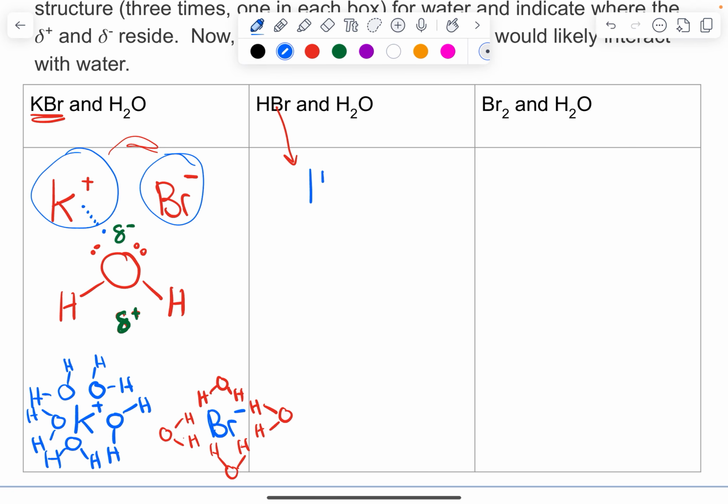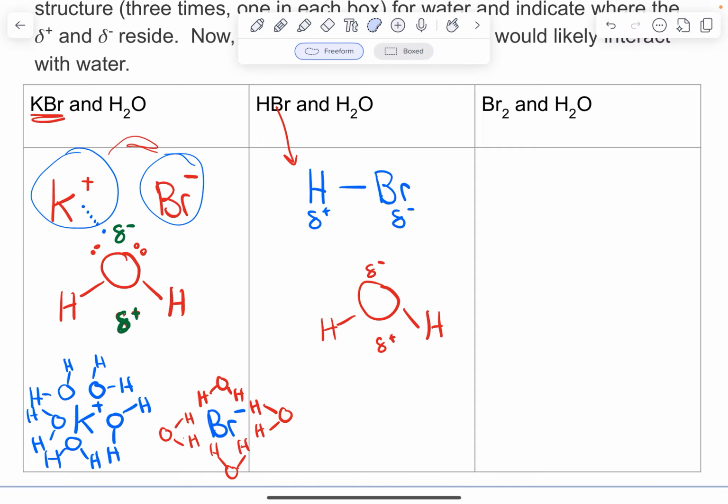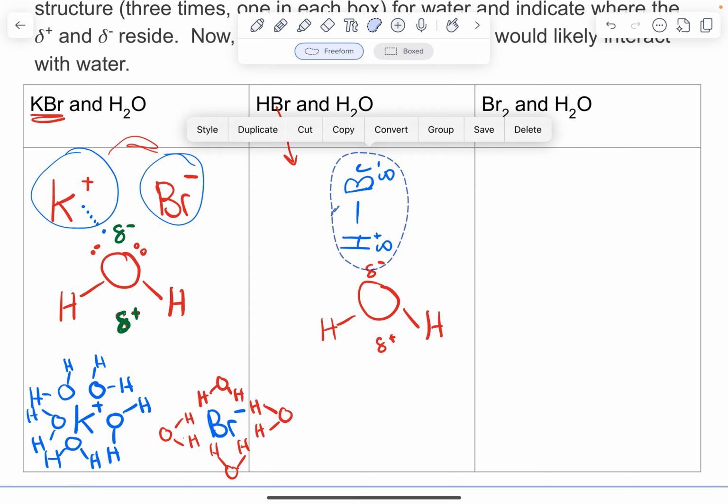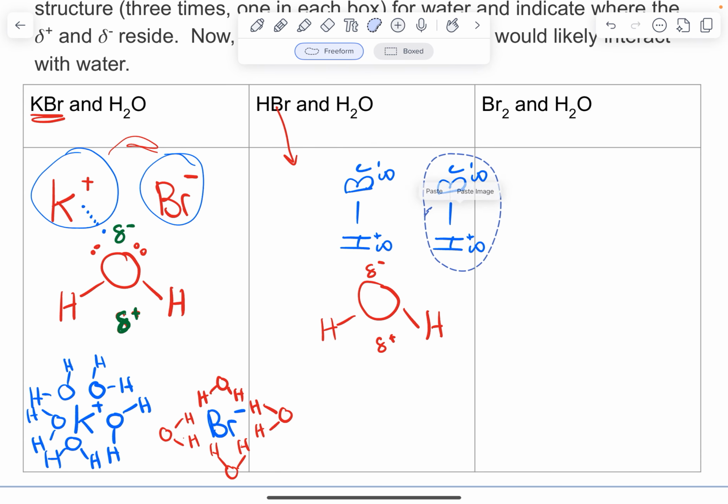So if we've got HBr, and like we said on the previous page, this is partially negative and this is partially positive. And we bring water along that we know has a partial negative and partial positive side. What do you think is going to happen when these guys interact? Let's see if I can rotate it. Oh, yeah, I can. The molecule is going to rotate itself and orient itself so that its positive side is pointing towards the negative side.